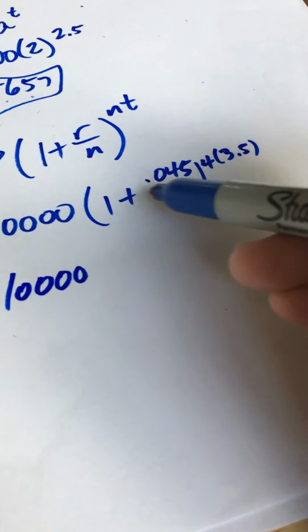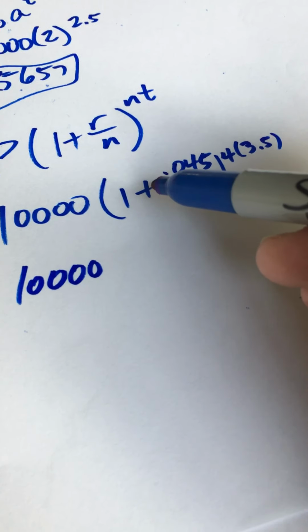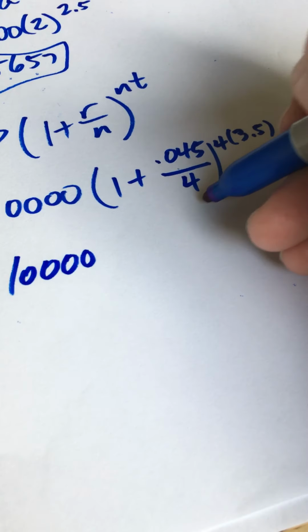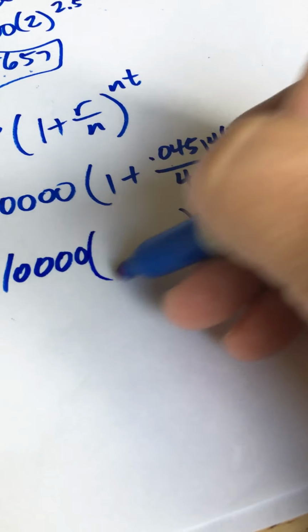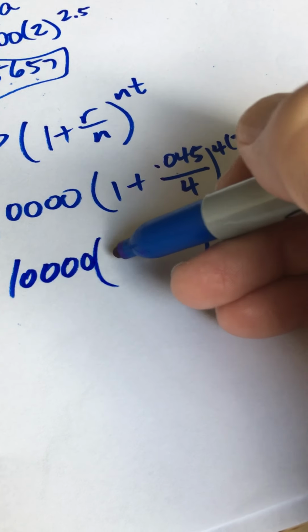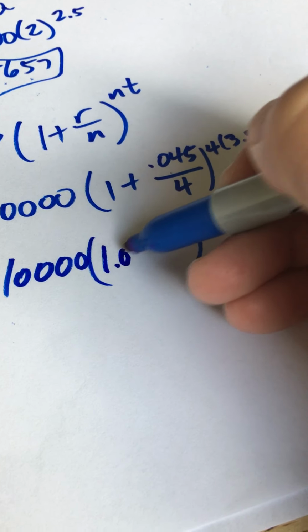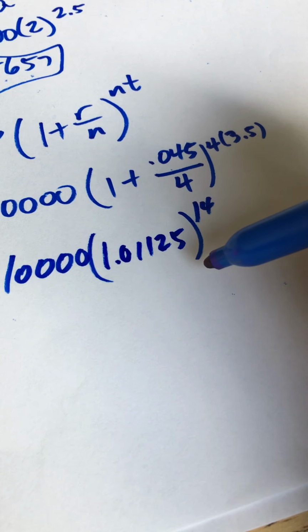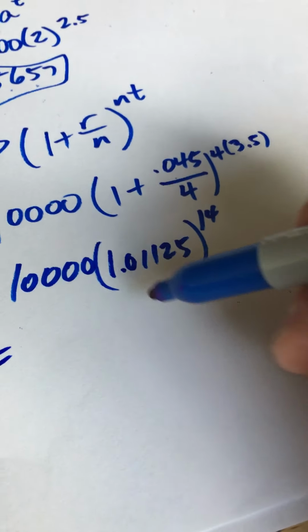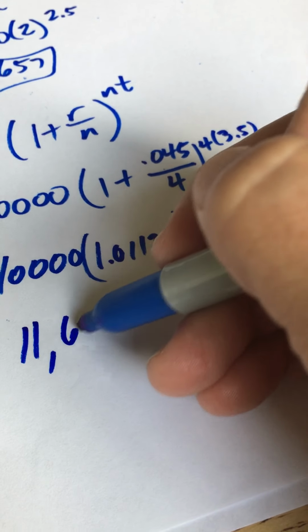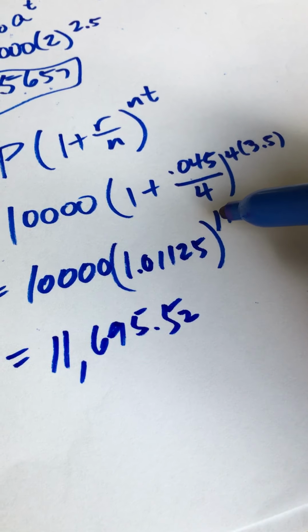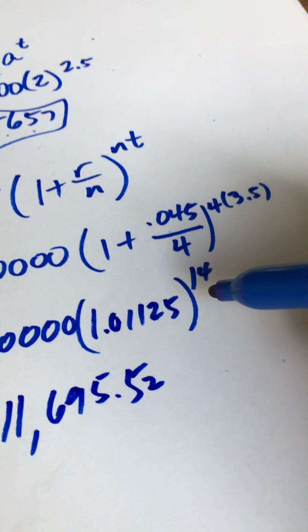So what I will do in the parentheses is divide and then add 1. In the exponent, I'll say 4 times 3.5, which is going to be 14 as an exponent there. And then you're going to divide 0.045 by 4 and add 1 to it. And that'll give you 1.01125. So you raise that to the 14th power and then multiply by 10,000. And you should end up with $11,695.52.